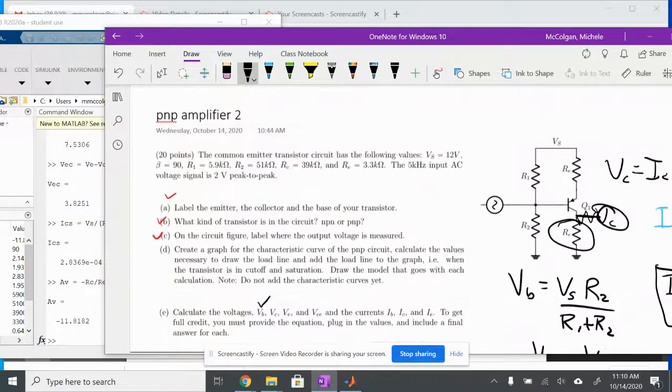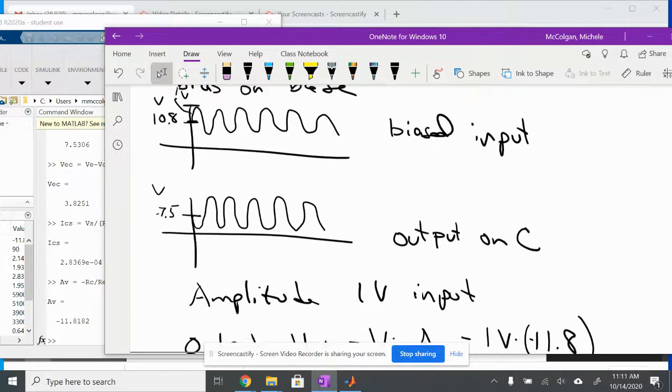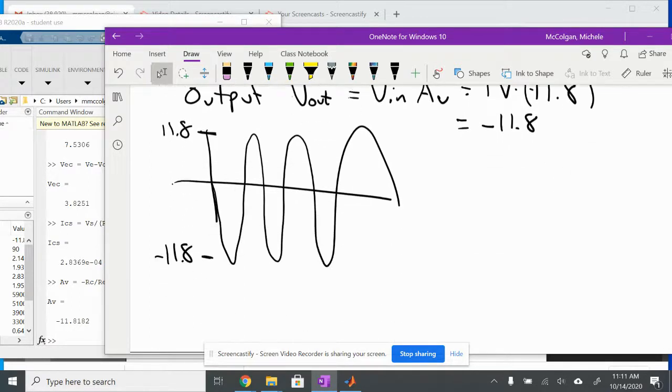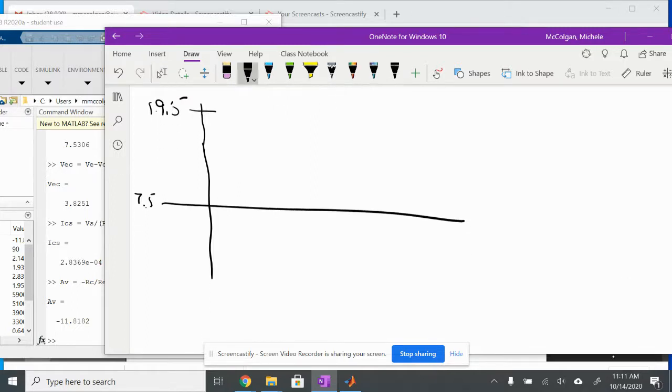But if you look at this circuit, I can only operate between 0 and 12 volts. So I've already brought it up to 7.5 volts. So if this is 12 volts, let's see if we can draw this. This is at 7.5. And if I add 11.8 to that, I'm going to get 19.3. And if I subtract 11.5 from that, I'm going to have, let's just say -5, something like that. So I'm going to have an output that looks like this.